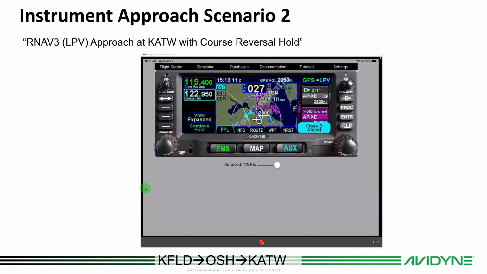And now we're inbound. When we get to a pixie, you'll see the GPS will transition to LPV. LPV is armed. There it is. We exit the hold, and now we're on the LPV approach, just like we did before. So that's the second scenario.